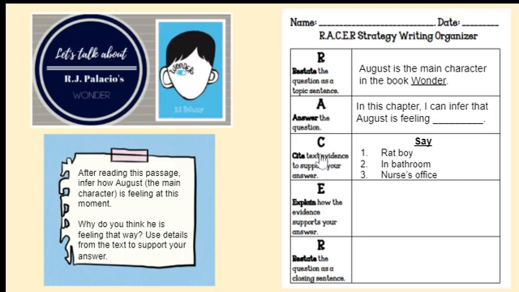So I've got my text evidence, but that's not enough. I have to actually explain it. Why did we pick this piece about rat boy? Why did we pick about him hiding in the bathroom? Why did we pick the part about him going to the nurse's office pretending he had a stomach ache? Those parts have to support our answer somehow.